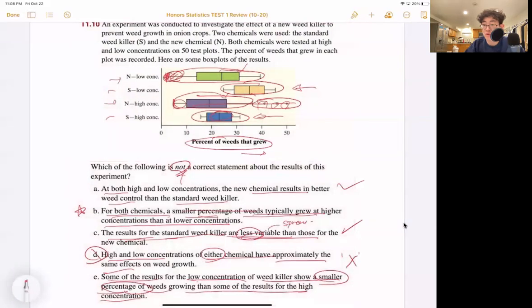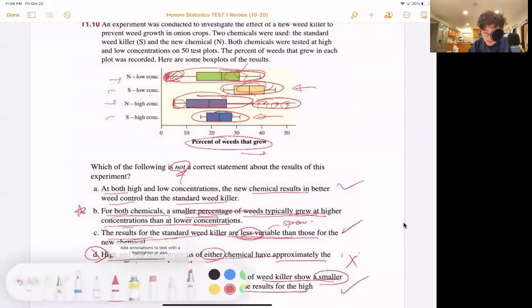Yes, that's absolutely true for the lower concentration. So for B, for both chemicals, a small percentage of weeds typically grew at higher concentrations than at lower concentrations. Technically speaking, for lower concentrations, we do have a lot more variability.